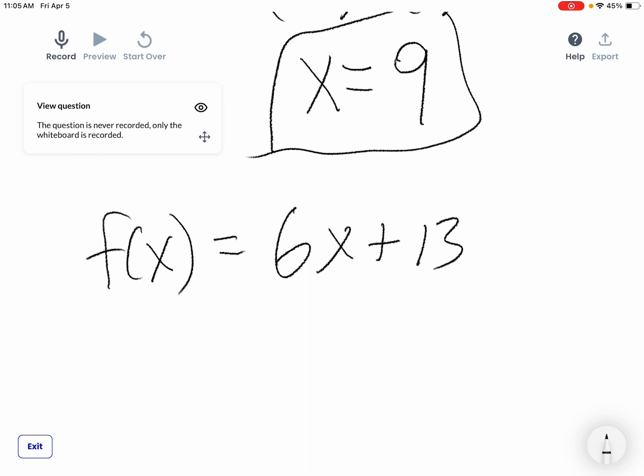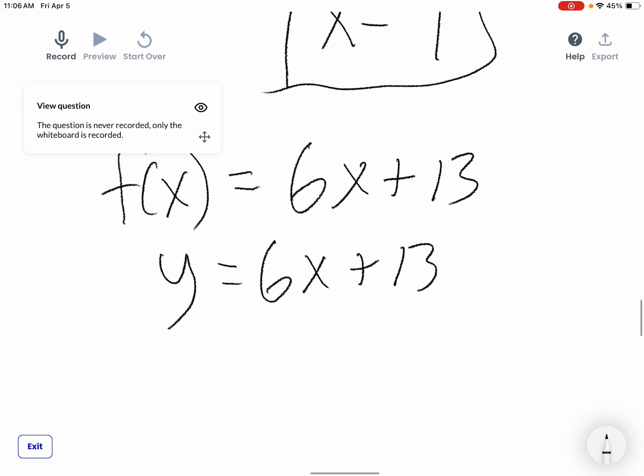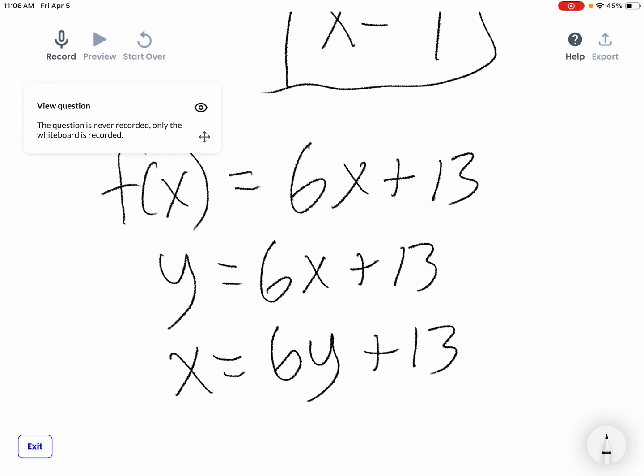So how you can always systematically go through this to find the inverse is you'll have some function, f of x, g of x, whatever, equal to something. Just let that be equal to y. So say y is equal to 6x plus 13, and then just interchange your x and y. So instead of y equals, write x is equal to 6y plus 13, and then just solve for y.